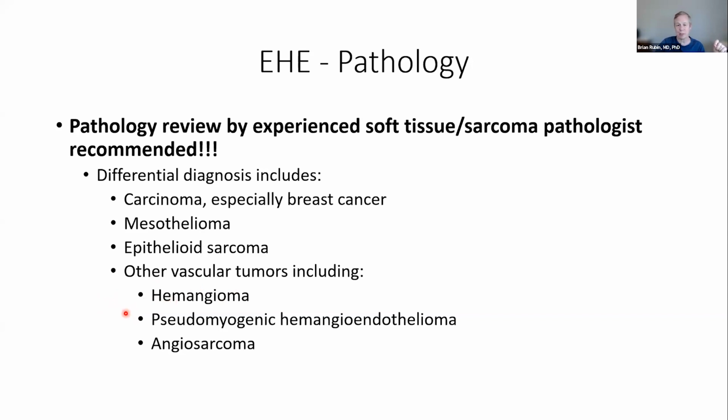Pseudomyogenic hemangioendothelioma is another disease. It's kind of like EHE, but really it's a totally different thing. Super rare again. People can mistake that for EHE. And then angiosarcoma, which is the most aggressive vascular tumor of them all, can also look like EHE. It's really, really important to know what you're dealing with. Again, I recommend sending it to somebody who's really got a lot of experience in this diagnosis.